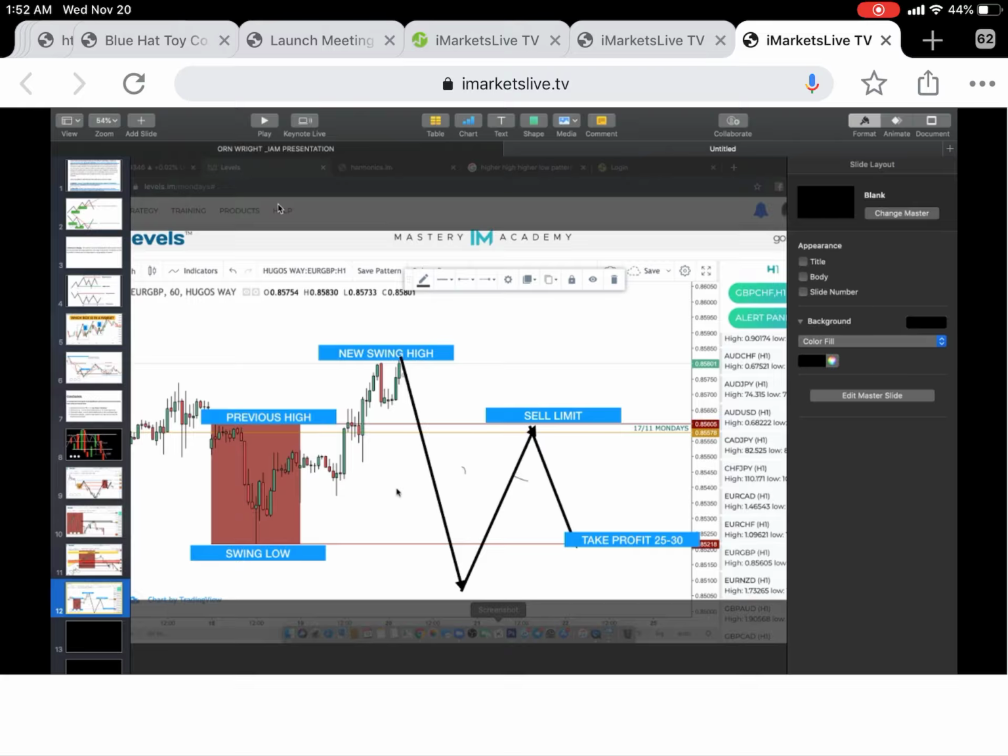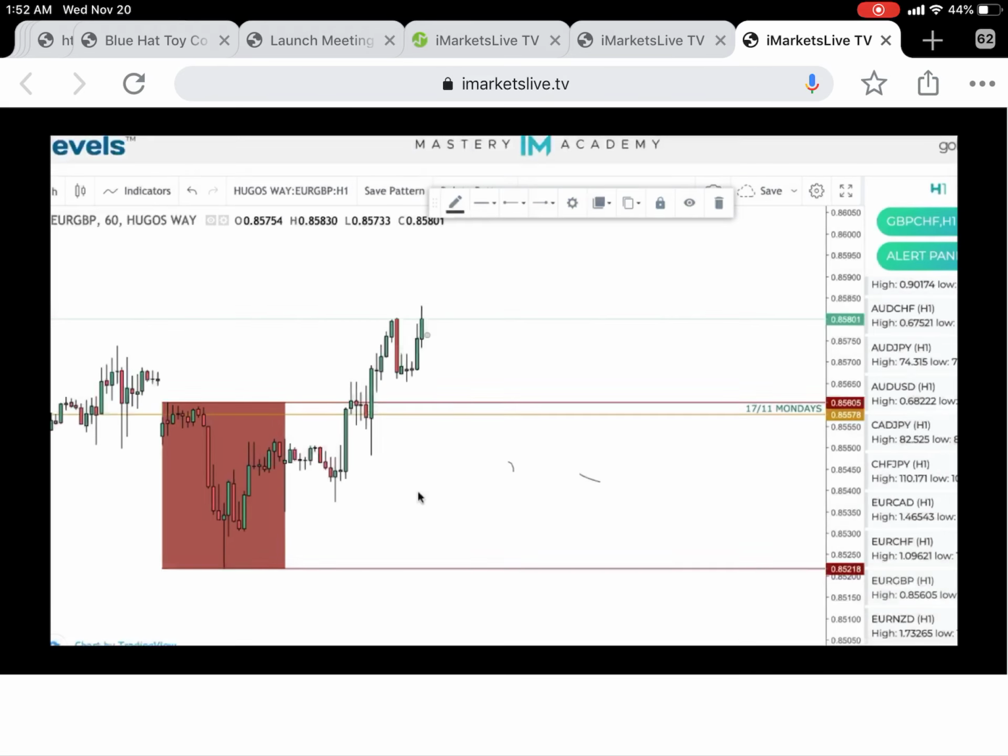Okay? And now, let's take a look at Euro GBP. This is the current market right now, Euro GBP. So notice how on Euro GBP, the market breaks out of the high. Okay? What we need to see, here's your previous high. This is the current market, so you can go on Euro GBP and take a look at this. The market makes a new high.